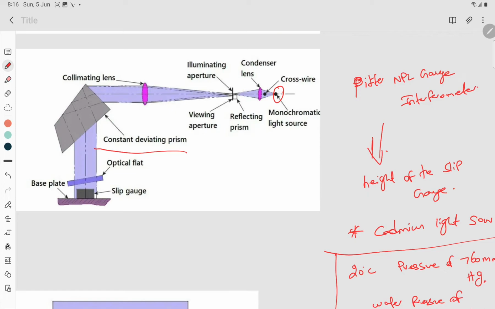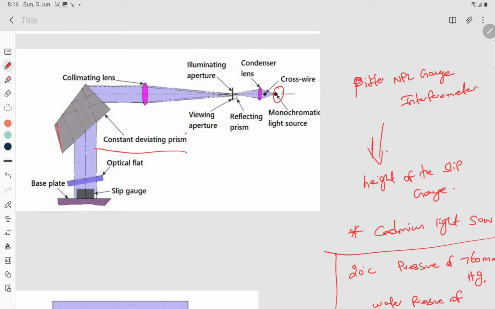The prism has the capability to split the incident light into light rays of different wavelengths, and hence we get different colors. The person who is operating the Pitter gauge interferometer can select a desired color by varying the angle of this constant deviating prism relative to the plane of the base plate. So if you vary this angle of the constant deviating prism with respect to this base plate, we can get different colors.